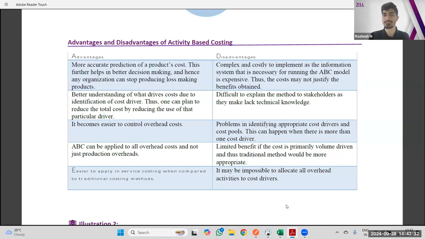Second point, difficult to explain the method to stakeholders as they may lack technical knowledge. Right, we discussed that. Third point, problems in identifying appropriate cost drivers and cost pools. This can happen when there is more than one cost driver. Right. So what does this mean?